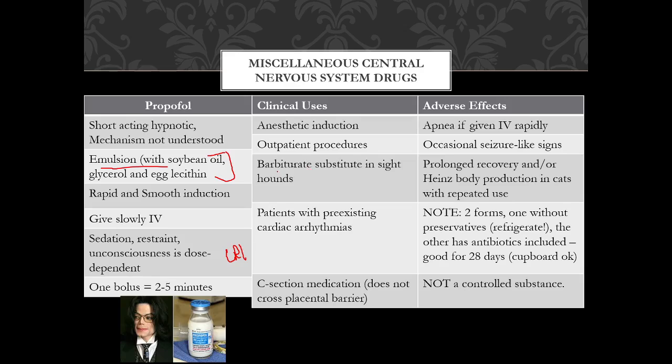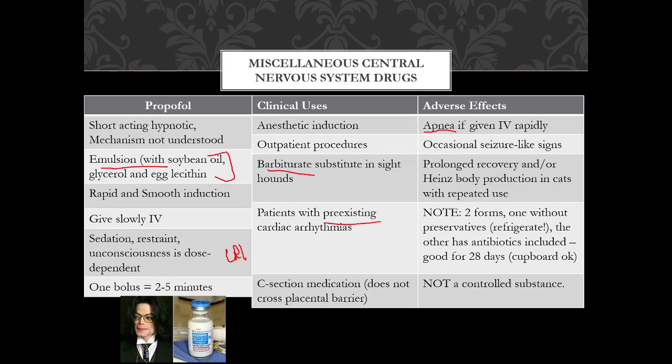We want to use it instead of barbiturates in sighthounds. I used to use it for everything. In animals with pre-existing cardiac arrhythmias, or as a C-section medication, because it does not cross the placental barrier. We do want to watch for apnea. They'll stop breathing if we give it too rapidly. Sometimes we'll see some paddling or seizure-like signs.